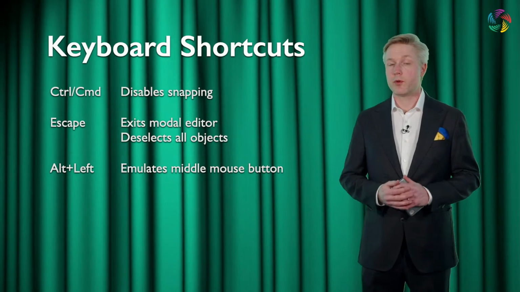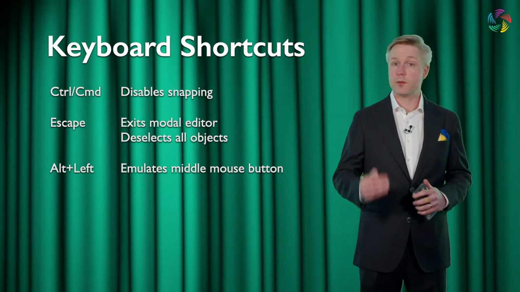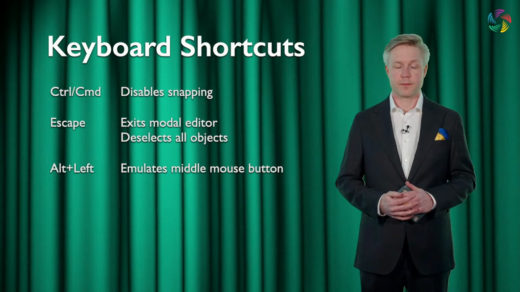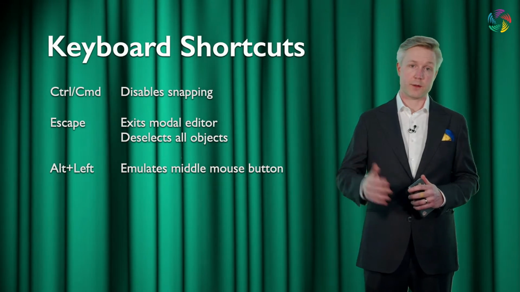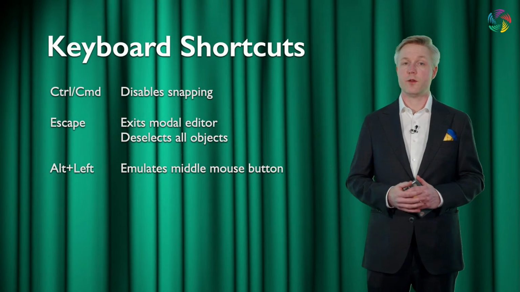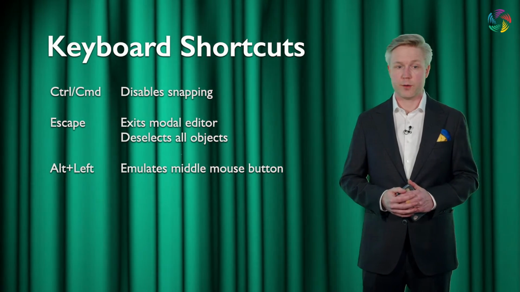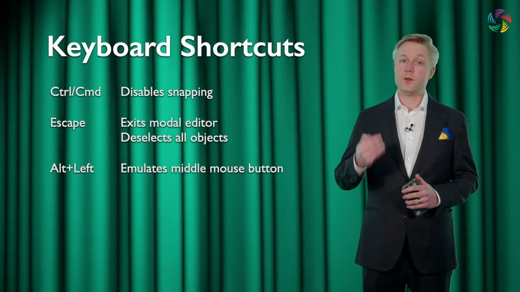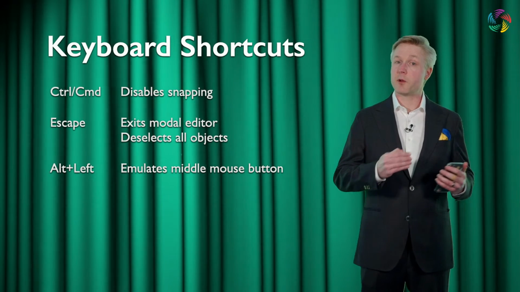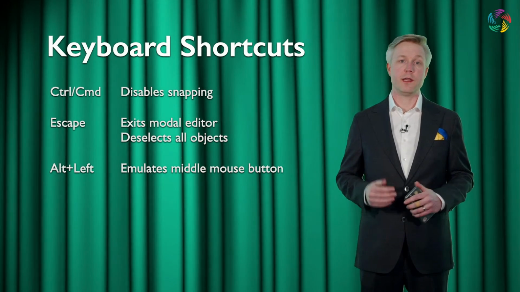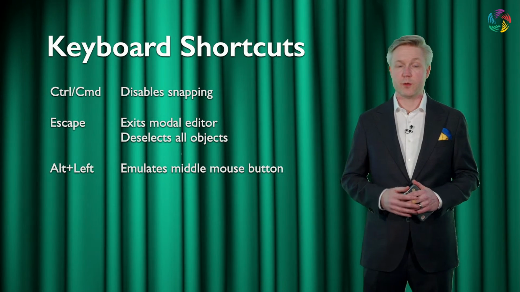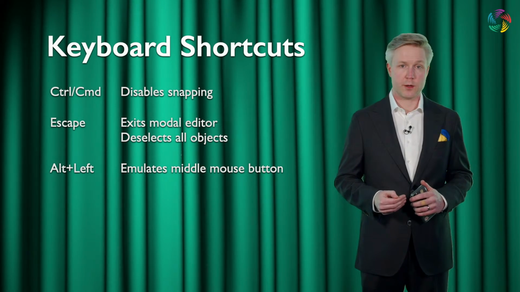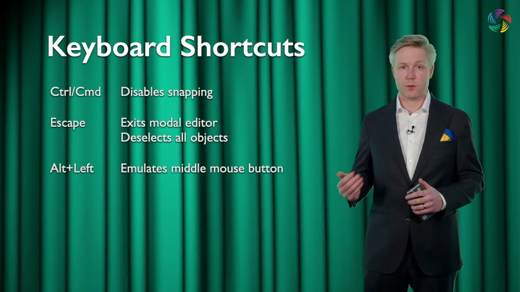Now here are some important changes to the keyboard shortcuts of Capture. These are pretty global shortcuts that will affect all of you, so these are important to know when you start using 2022. It used to be that in order to disable snapping, you would hold the Escape key. Starting with 2022, you would now hold the Control key on Windows or the Command key on Mac to disable snapping.